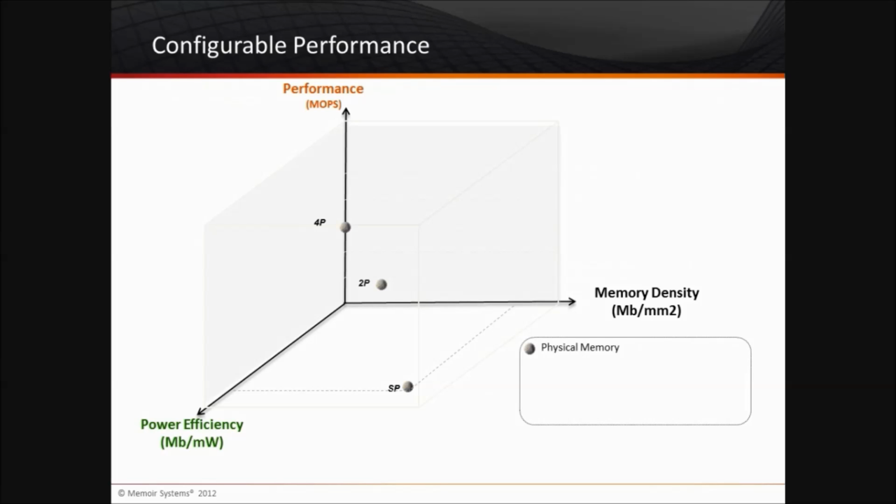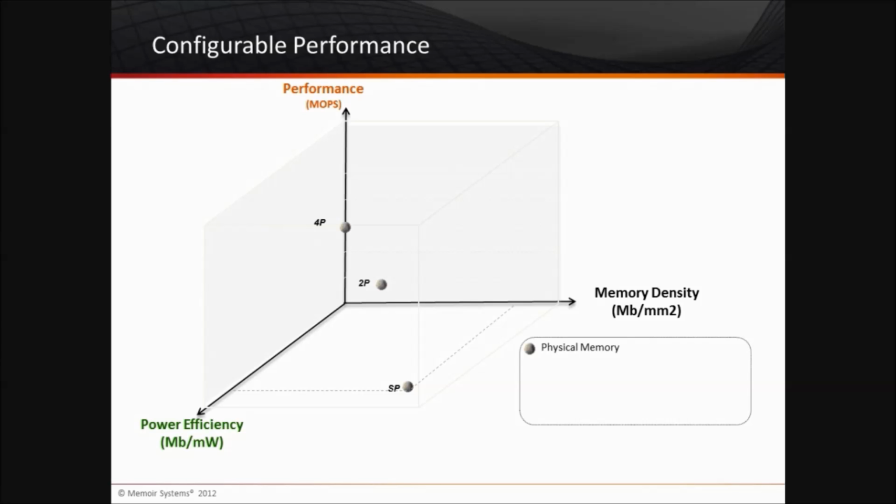Now, we'll move to a sort of holistic view of the algorithmic memory approach. And that's drawn in this diagram here. So what we've tried to capture here is three different axes of memory usefulness, if you will. The x-axis is the memory density of a bit cell. The y-axis is the performance, the number of simultaneous operations you can pose to memory. And the z-axis is the power efficiency, so the megabits per milliwatt of a bit cell.